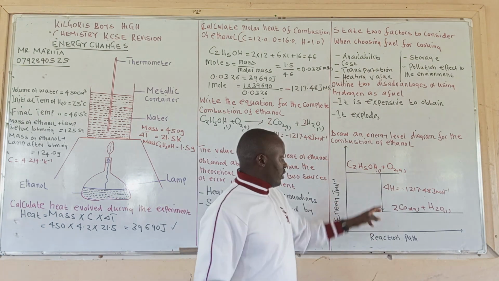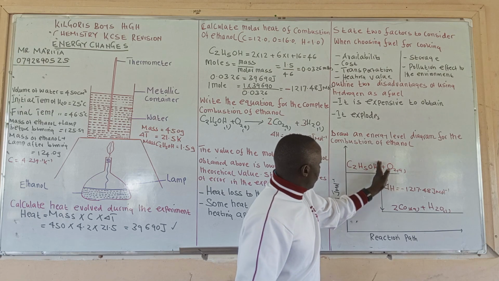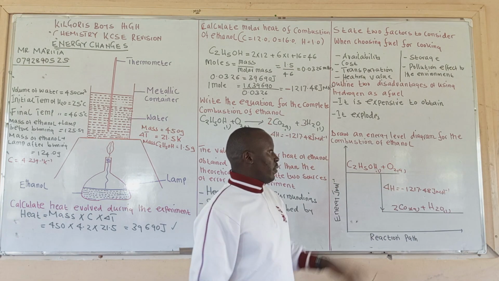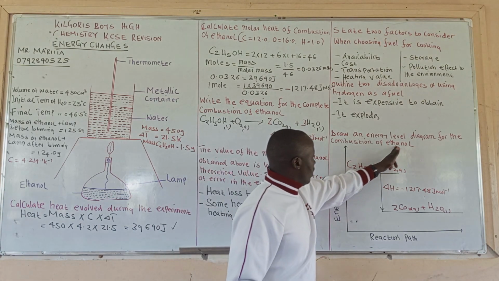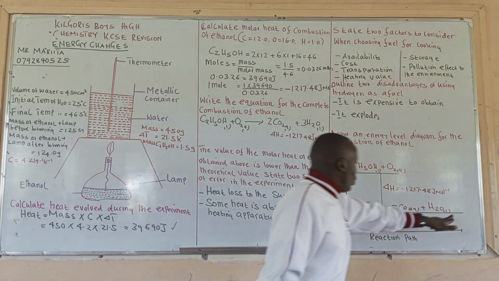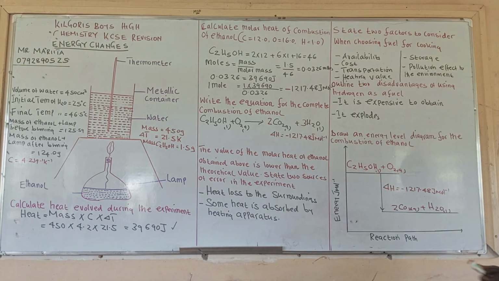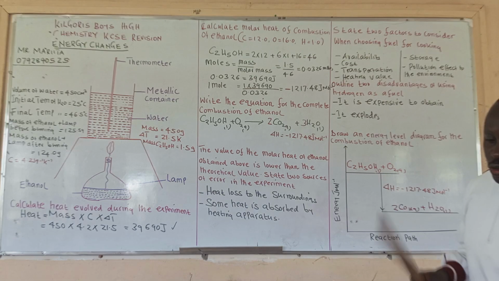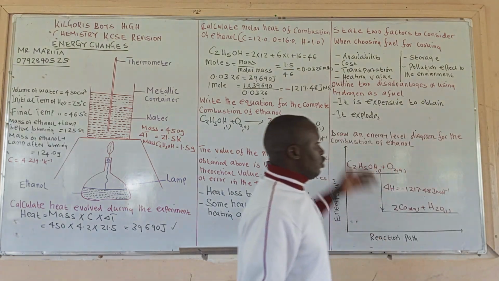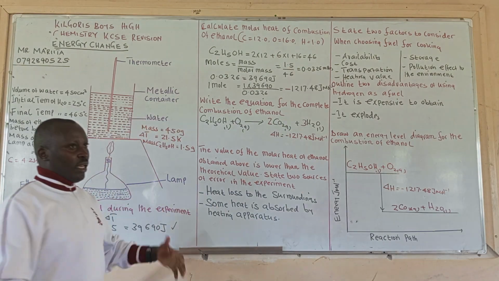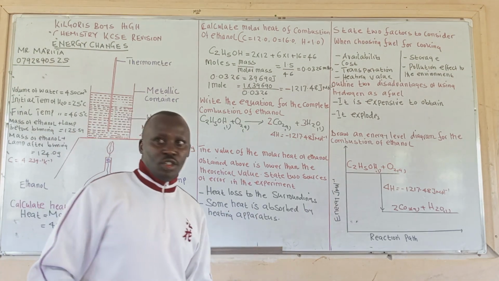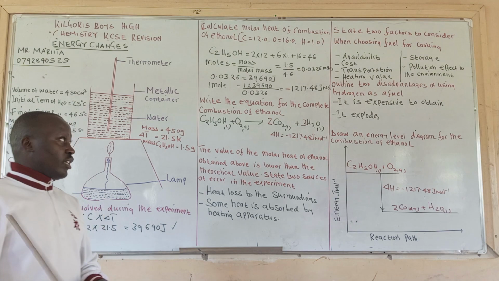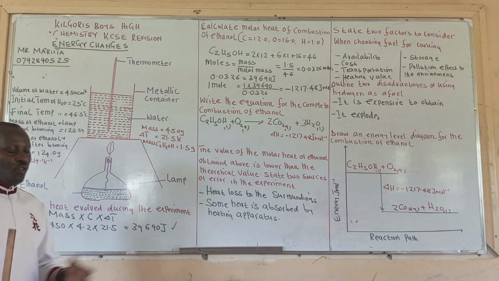Sometimes if you are required to show the activation energy, the activation energy is just shown like this one here, but in this case now it is not very important. But if you are required to show the activation energy, then you have to show it like that. So this is how you are supposed to draw the energy level diagram for the combustion of ethanol. For KCSE, do a lot of practice on the heat of combustion of methanol. You practice on drawing the energy levels when the reaction is exothermic, when the reaction is endothermic.